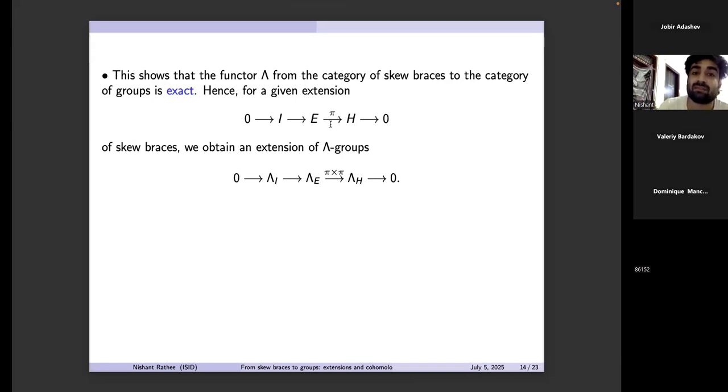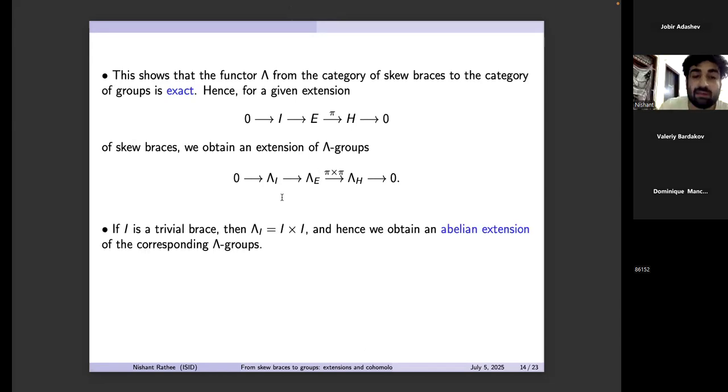Now suppose you have a skew brace extension, then you can always construct an extension of lambda groups this way. So in this case, we are not even assuming this I to be a trivial brace. This happens for all skew brace extensions. So if I is a trivial brace, then this lambda I will be I cross I, because lambda is just a trivial homomorphism, and we'll get an abelian extension of the corresponding lambda groups. So abelian extensions are the most interesting extensions of groups. So throughout this talk now, we'll assume that this I is a trivial brace.